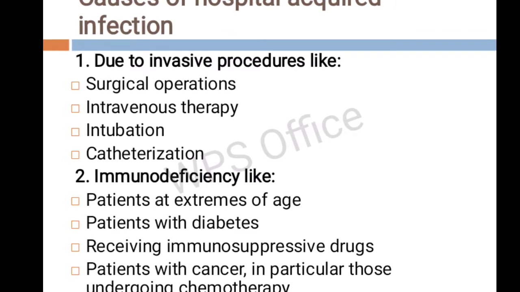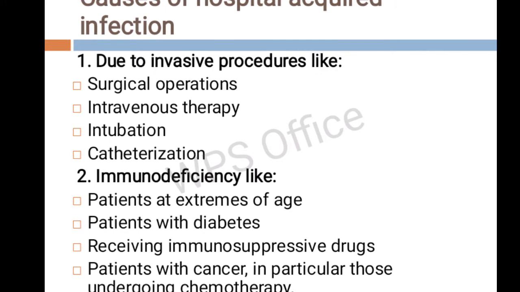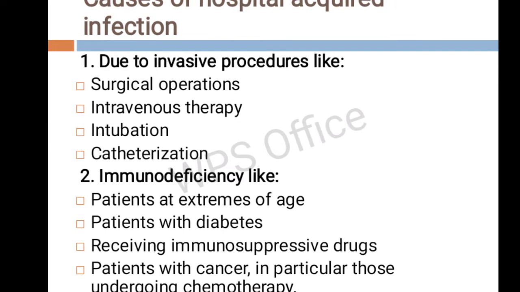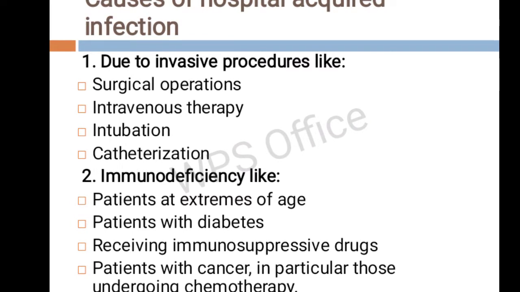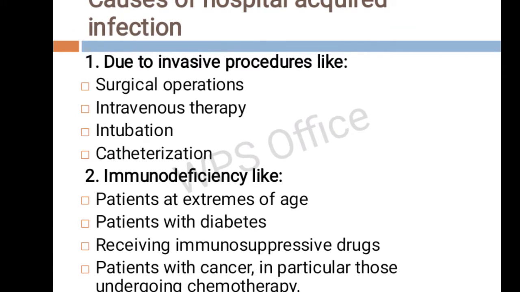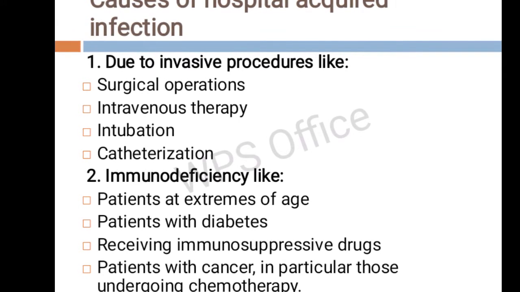Then catheterization. Inserting an indwelling catheter is also a sterile technique. So if the patient is undergoing any catheterization procedure inside the hospital, then he or she is at risk of developing another infection through this procedure.